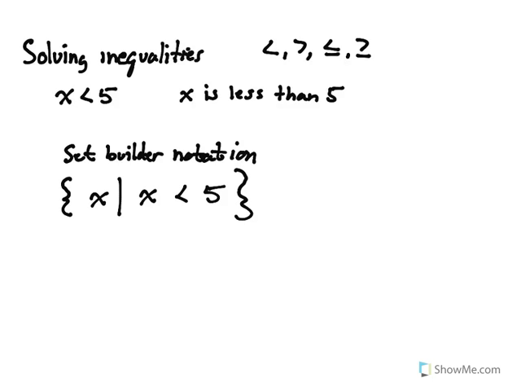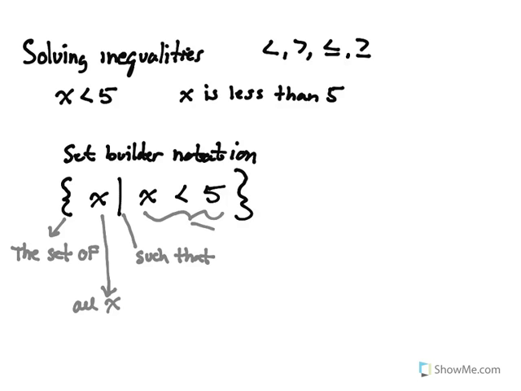Okay. And basically what that means is that this here reads the set of, and this means all x. This means such that. And then, of course, this part of it is your solution, which we've already discussed, reads x is less than 5, which is this right here.